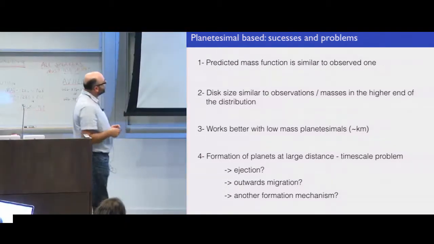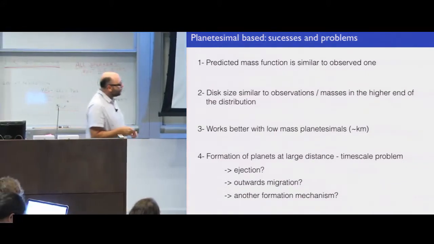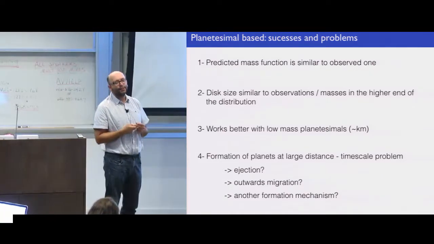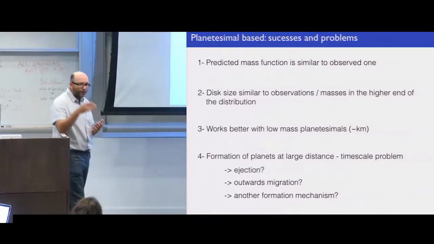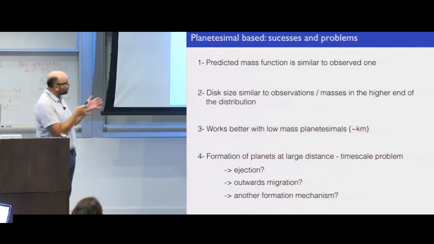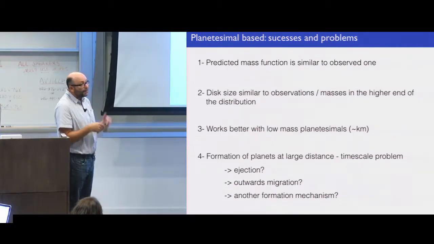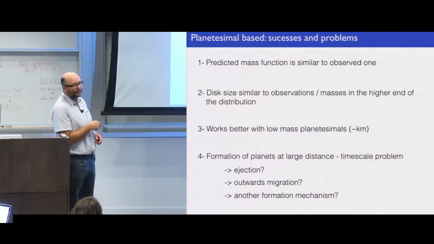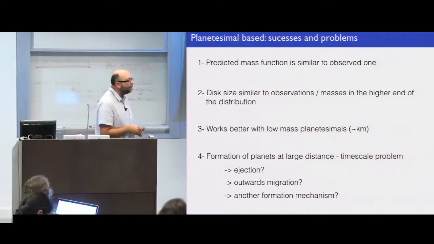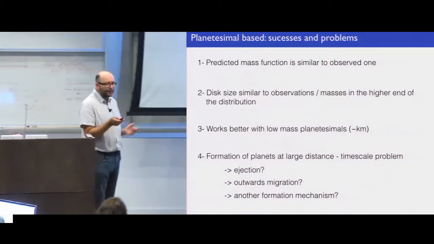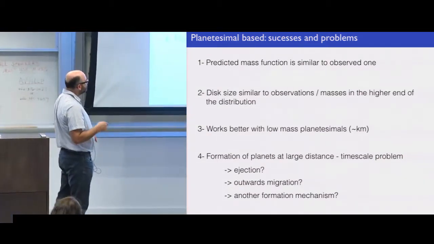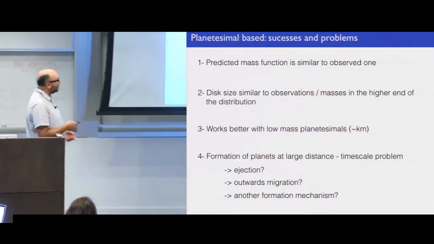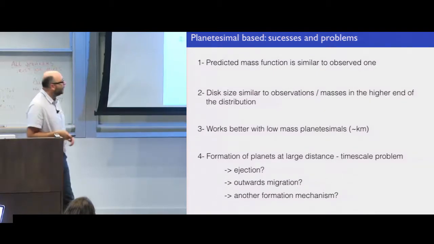The second problem is the formation of planets at large distance. So this is the timescale problem. The reason for this is that the accretion timescale for planetesimals scales with the Keplerian frequency. So when you are at 50 or 100 AU, where we observe some planets, it's very long to form these planets. Forming a planet at 50 or 100 AU in the framework of the core accretion model with planetesimals is extremely challenging and practically doesn't work. So to explain these planets, you have to assume something else, like maybe these planets have been ejected, or there is outward migration, or maybe they are just formed with another mechanism.